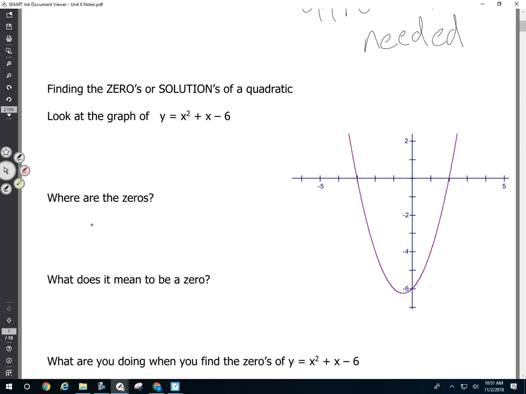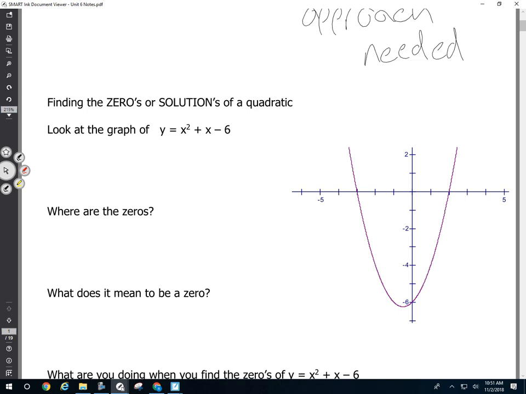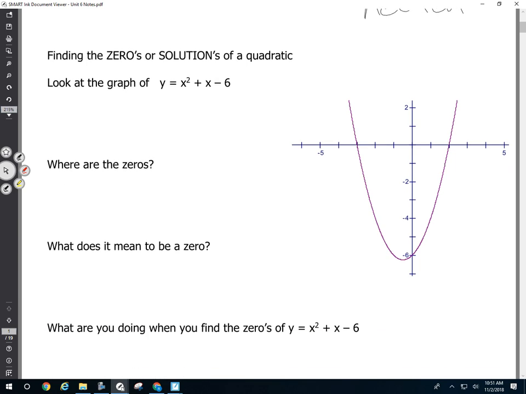Yes, zeros are the x-intercepts. Zeros are when y equals 0. Here we see a 0 at x equals -3 and x equals 2. You see both zeros here and here? Okay, good.